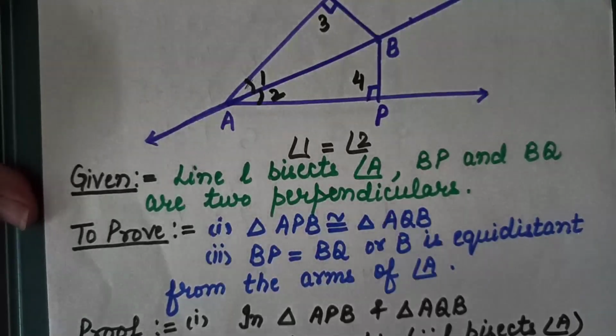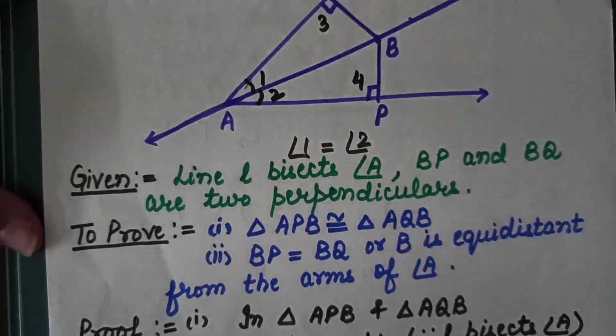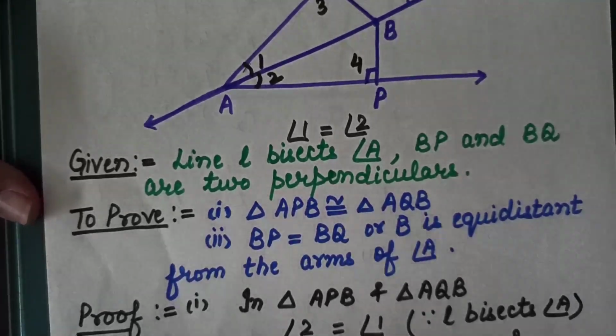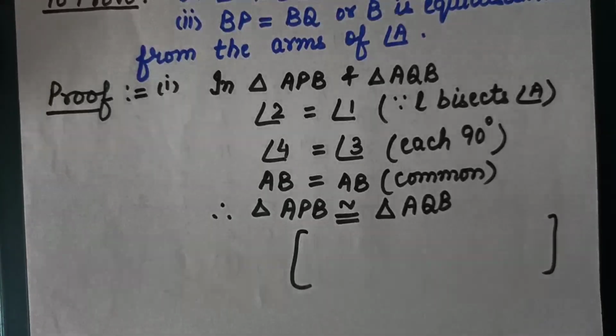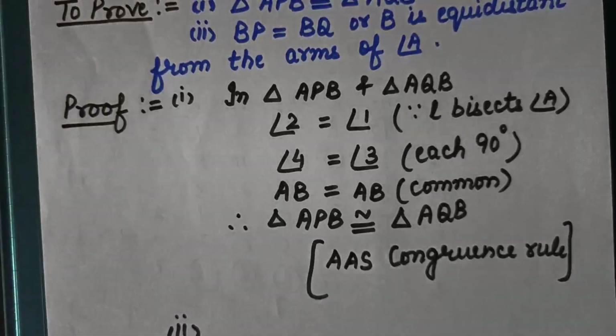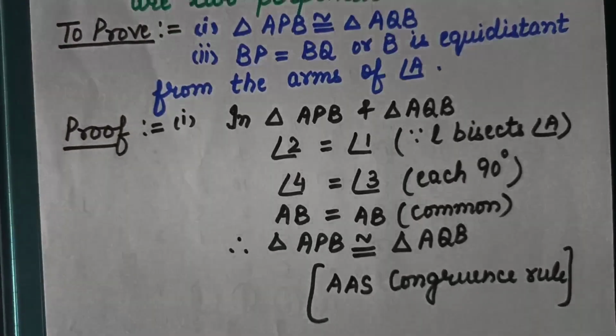So the rule that I have used is the AAS rule. Any two angles and any one side. So write down the name of the rule. So the rule is the AAS congruence rule. So the first part is done.